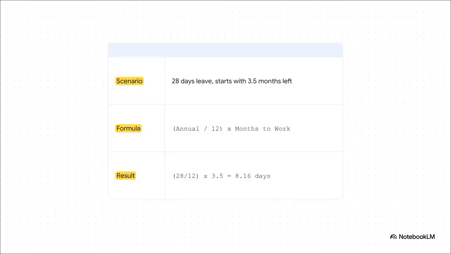Let's look at a clear example for a new starter. Imagine a full-timer with 28 days of leave joins a company with 3.5 months left in the holiday year. You'd figure out their monthly accrual rate, that's 28 divided by 12, and then multiply it by the 3.5 months they'll be working. That gives them 8.16 days of leave for the rest of that year.